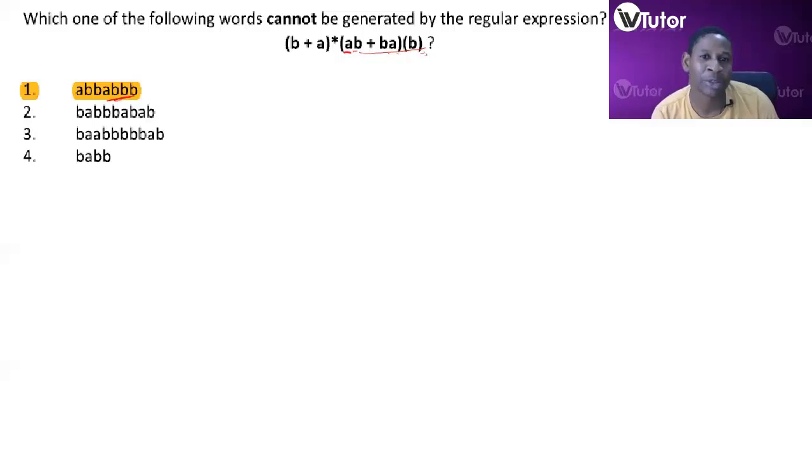You can try the other ones. From the end, we end with a B, yes, of course. We've got a BA, we've got a BA, so this caters for that. And then we have anything from there. And then we've got B, BA, and anything from there. Then we've got B, AB, and anything from there. So this is the only word that cannot be generated by the regular expression.